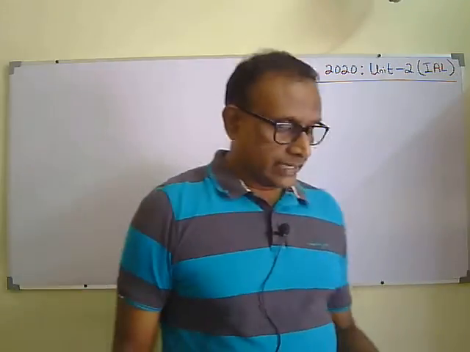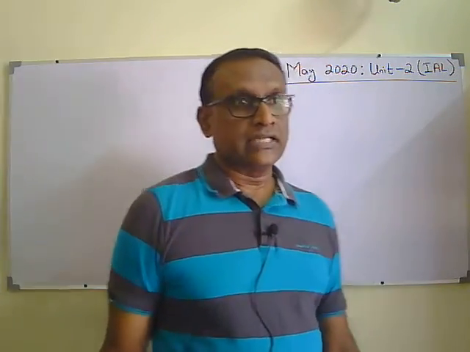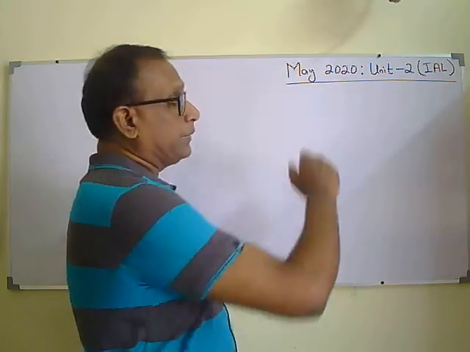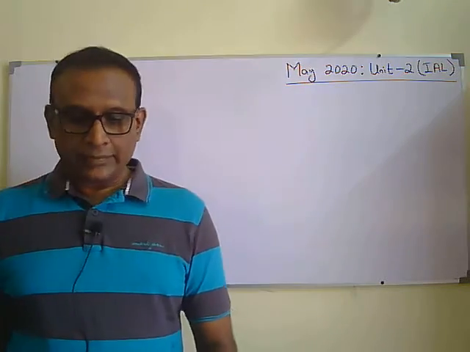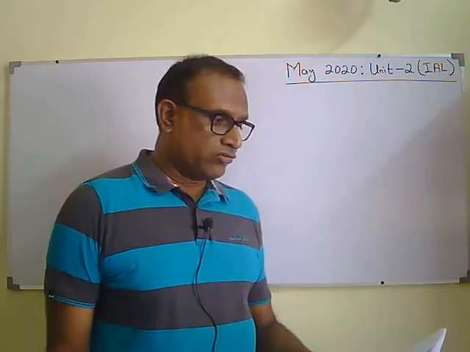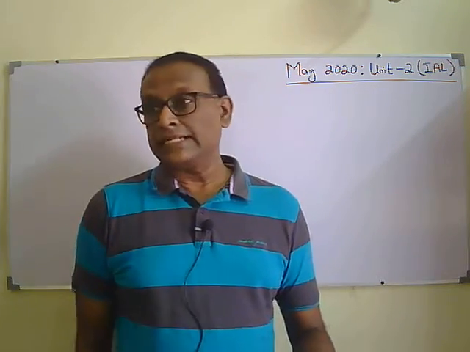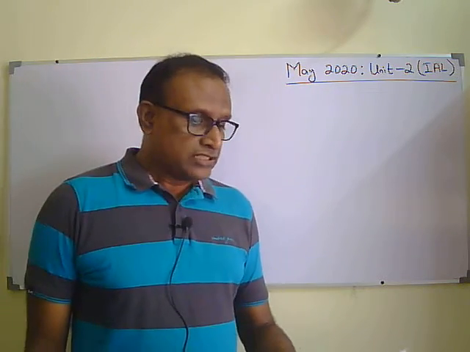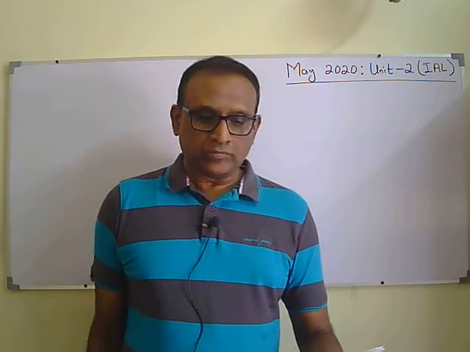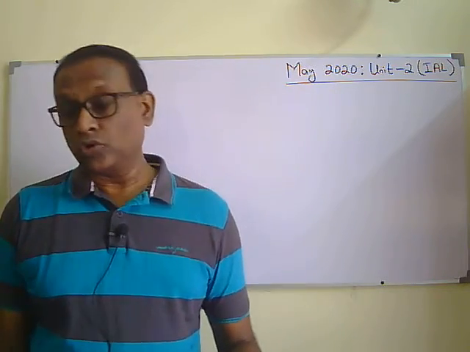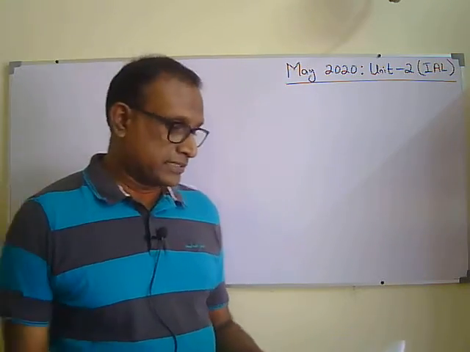Hi, in this video I'm discussing the Unit 2 IAL paper, May 2020. The first question says waves can be represented on graphs of displacement against distance and displacement against time. Which of the following properties can only be determined by combining information from both graphs? You should download the paper somewhere.